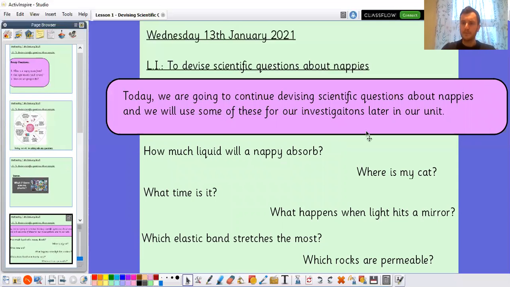Moving on. As I said, today we're going to be devising scientific questions about nappies, and we will use some of these for potentially some investigations later in our units, although we'll have to think a bit creatively about how we might do them at home.